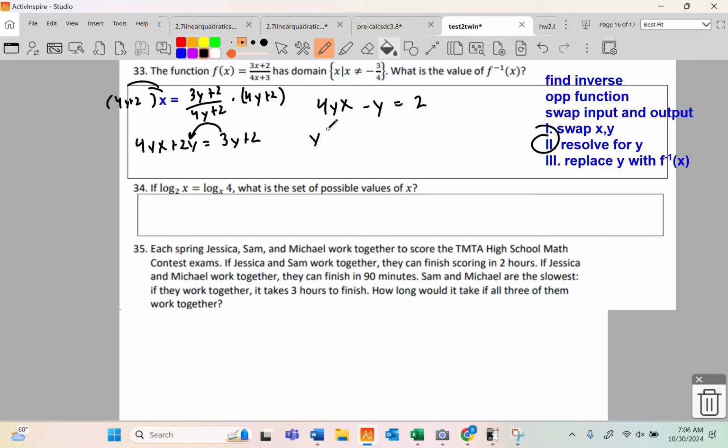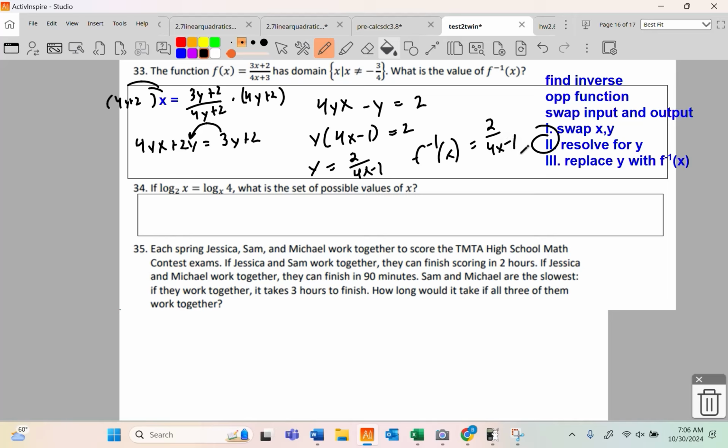Factoring is my favorite F word. I'm going to pull a y. I'll have 4x minus 1. And now I can solve for y by doing division. A handful of you should realize that I've been asking you to do this kind of thing on your basics quiz. I've been setting that idea up of how to factor. And now I replace y with the correct notation. The inverse of the original function is 2 over 4x minus 1.